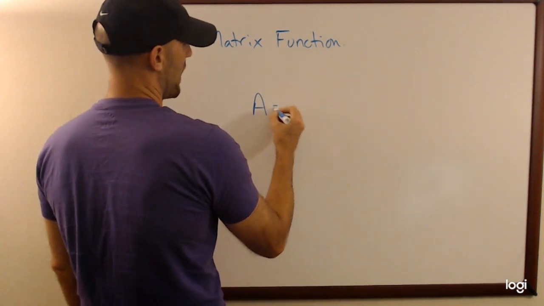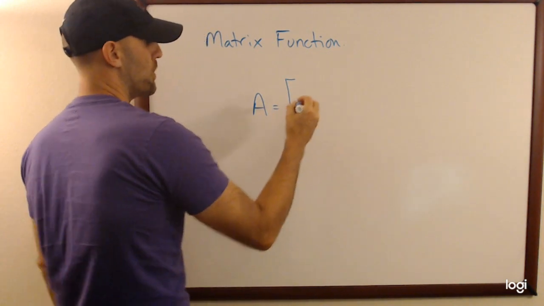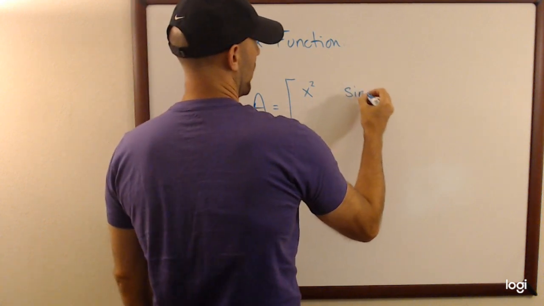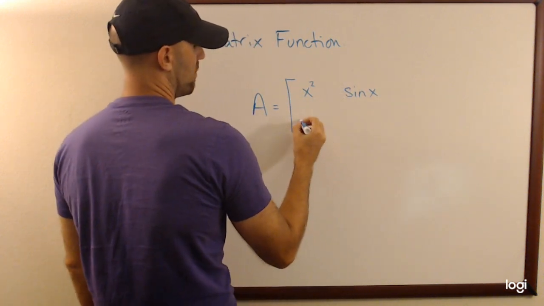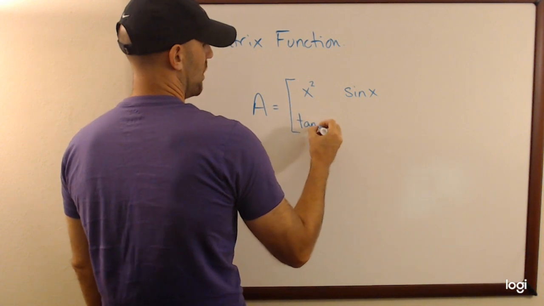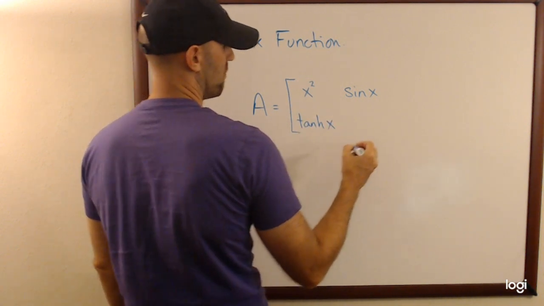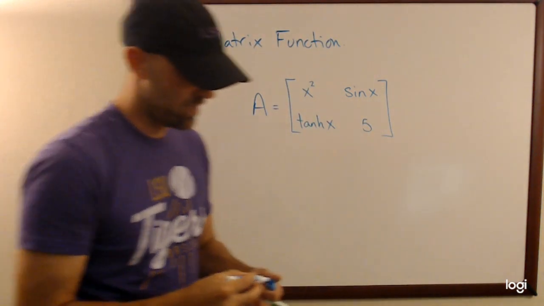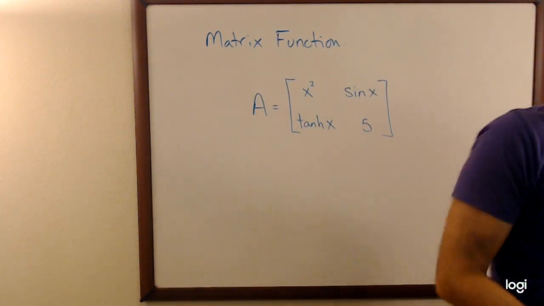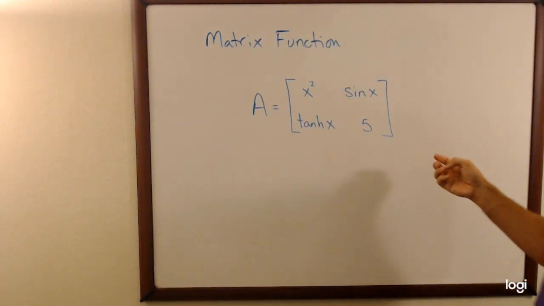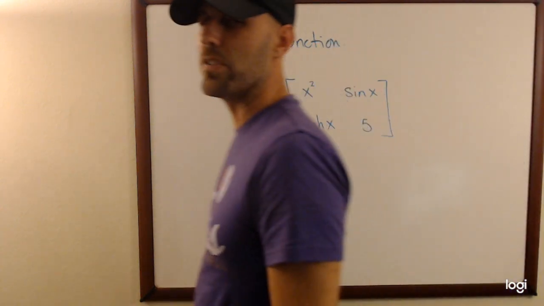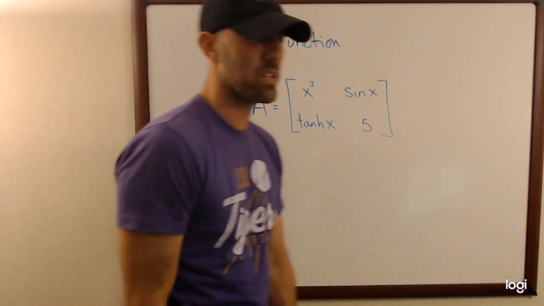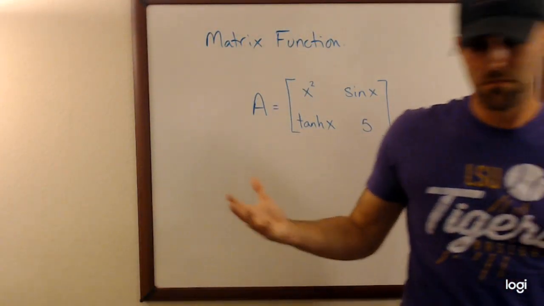So we've got, let's say A, I'm going to make this one 2 by 2, and let's say you've got x squared, sine of x, hyperbolic tangent, 5, right? That's a matrix function, right? So a matrix function is, again, it's just a matrix with functions in it. And you can imagine that you can still do calculus with these things. You can take derivatives, integrals, things like that. We'll talk about it once we get into the matrix operations section. But again, we can do that.